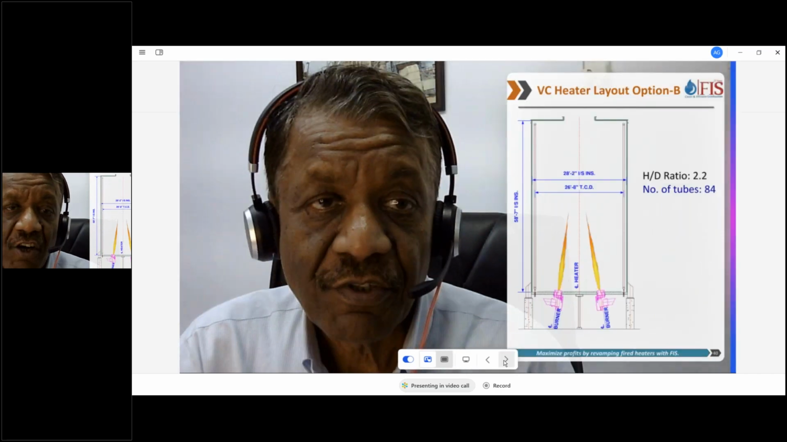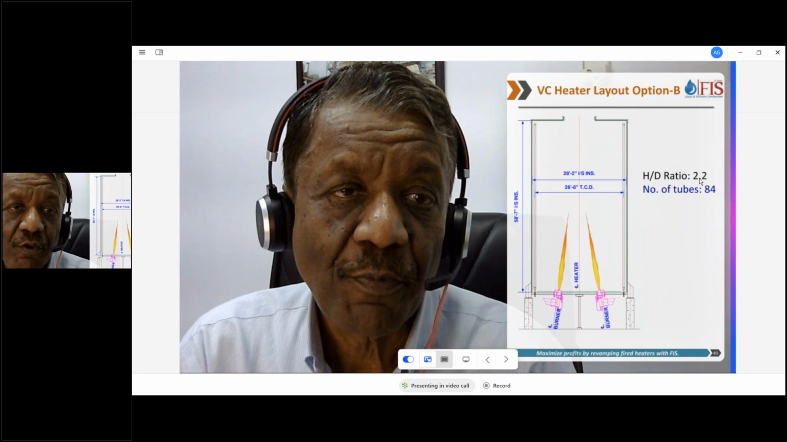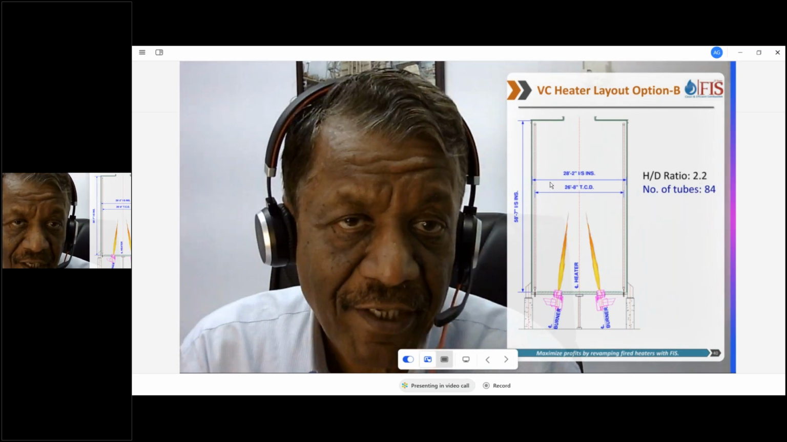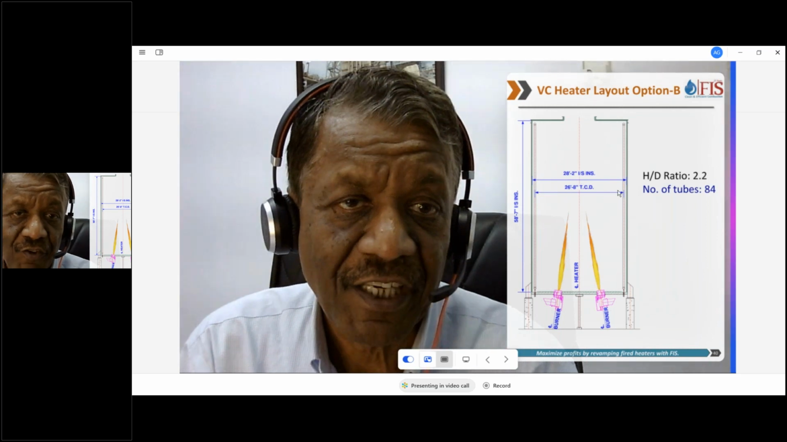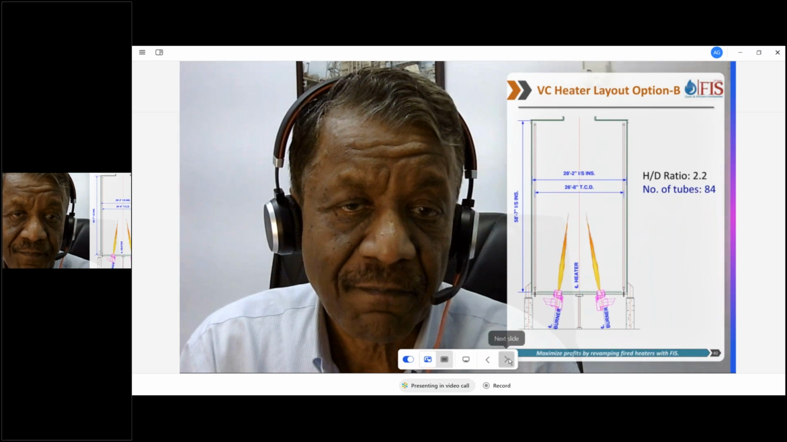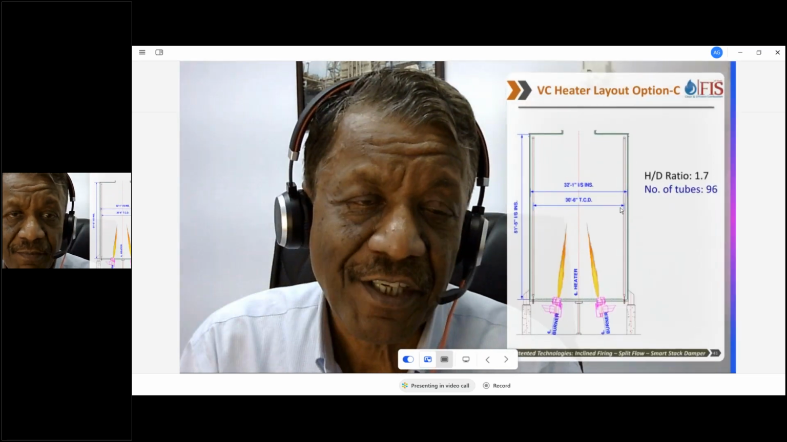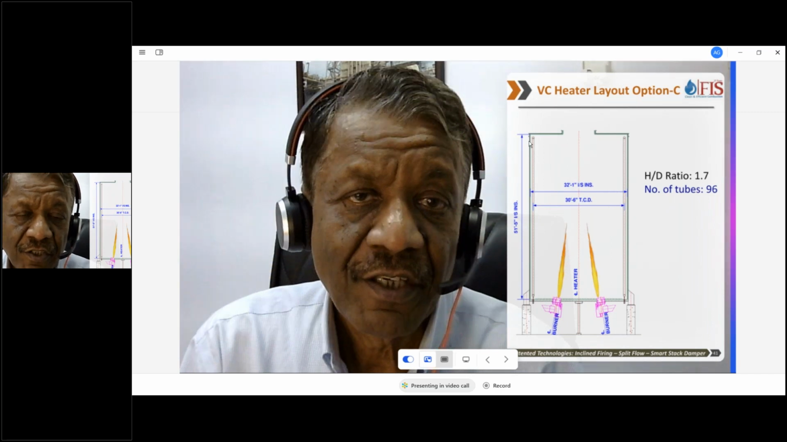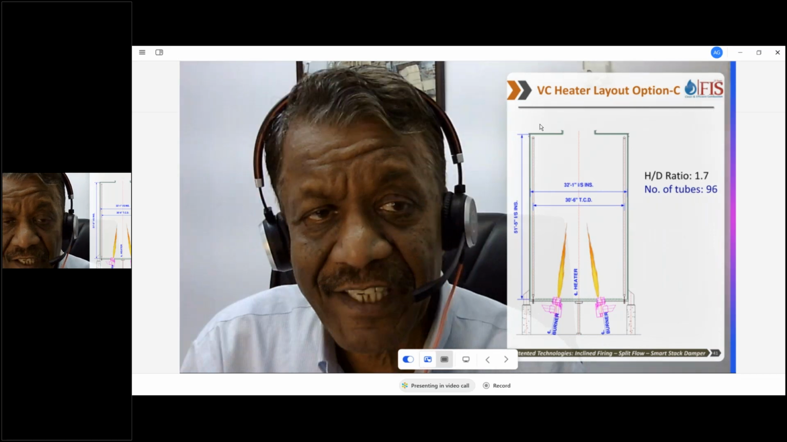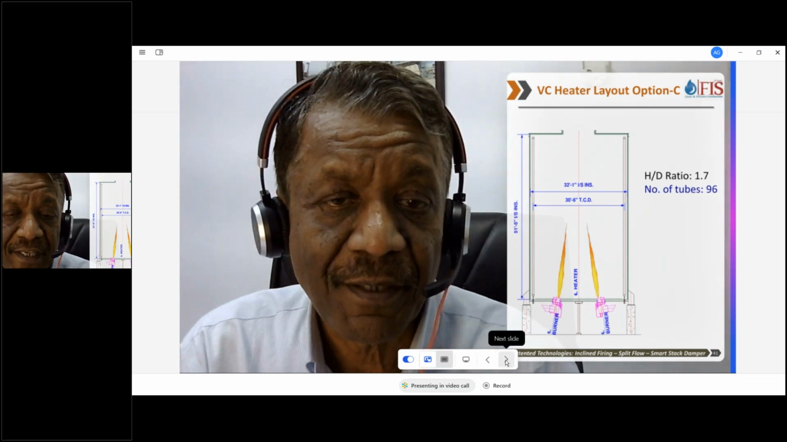So the second option was to go with 2.2 H by D ratio and 84 tubes. So the tube circle diameter becomes about 27 feet. We looked at this option. And the third option was to go to 96. Now that was becoming a very short heater. It would be good, but it is more expensive. So we decided, let's not go for this, select something in the middle and move on.